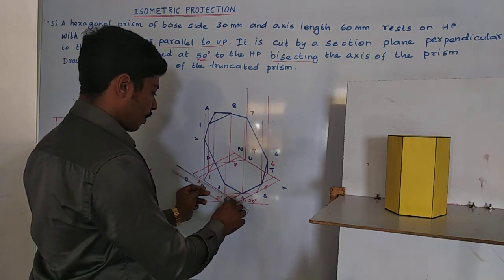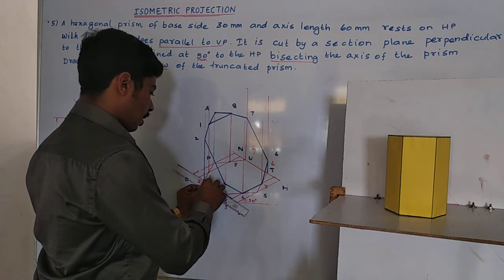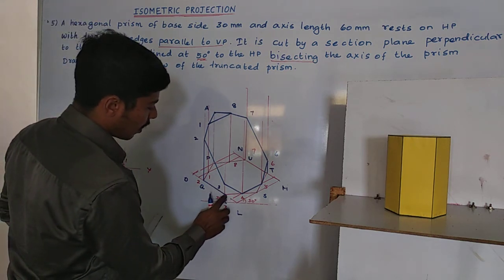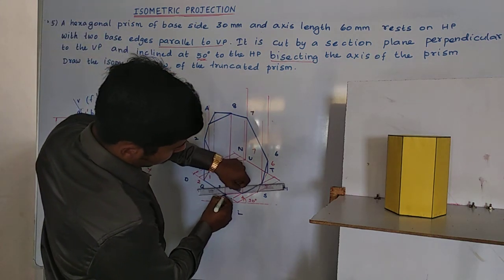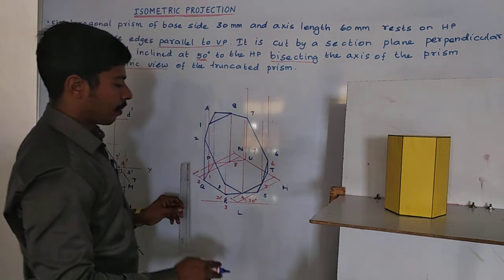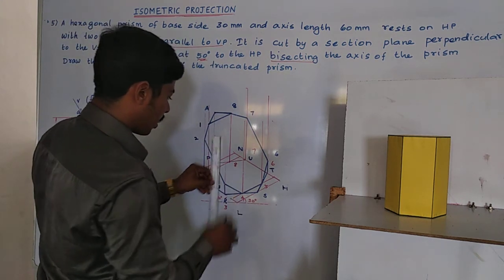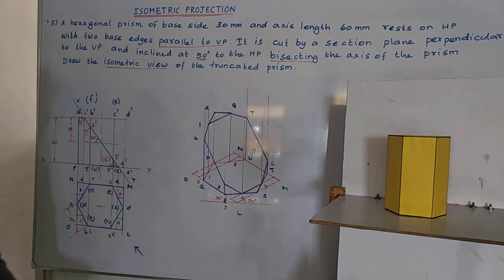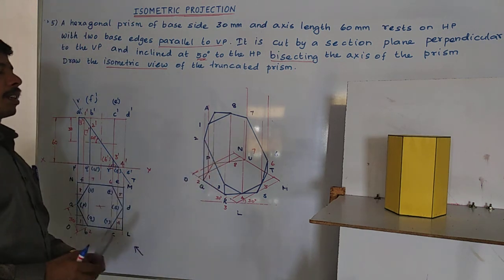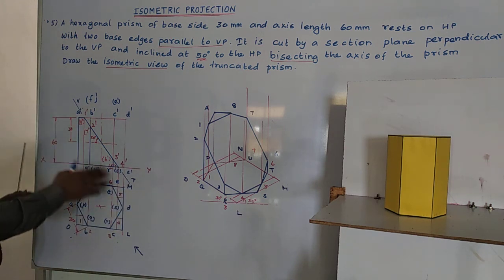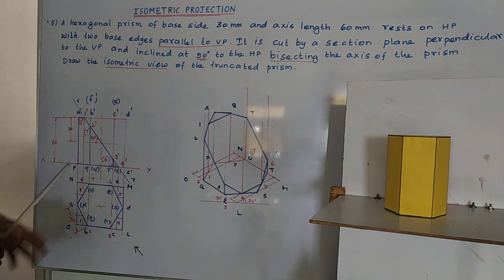Then after this, complete everything. 2, 3, 6. Do we have any other edge? No, that's all. So we completed everything. This is our isometric view of the truncated hexagonal prism.